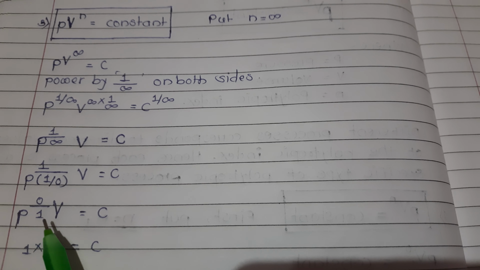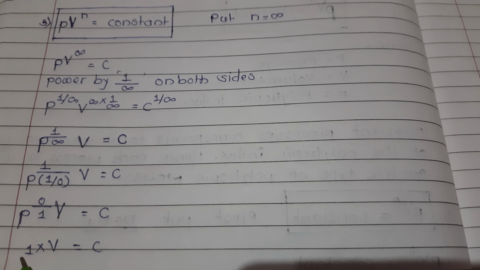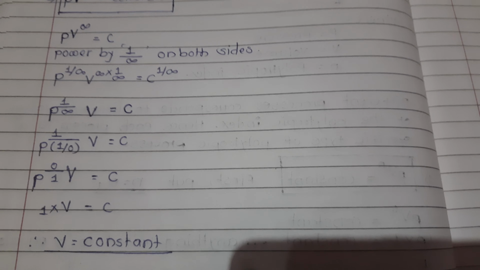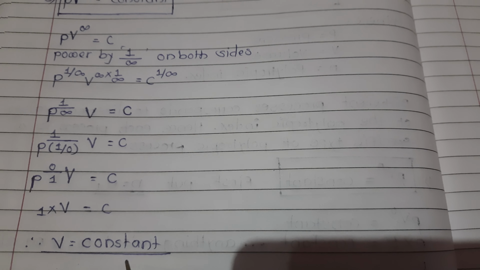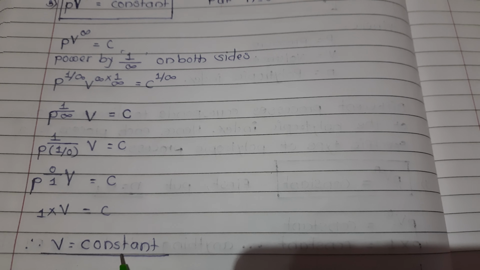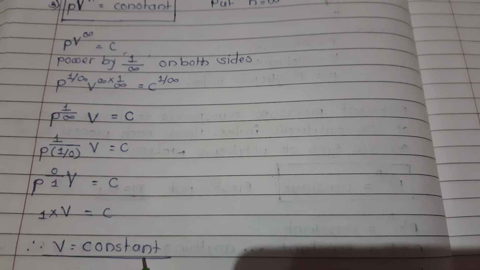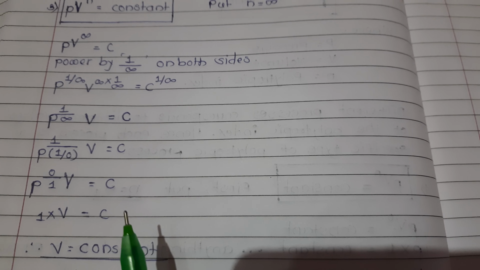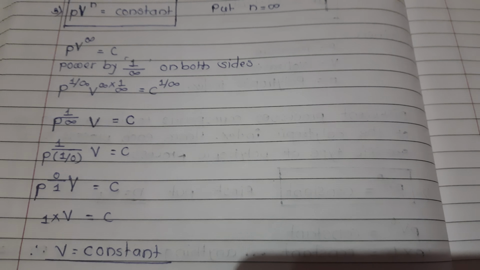0 divided by 1 is 0. P raised to 0 is 1. So 1 into V = C. Hence, V = constant. In which process is V constant? In the isochoric process, V = constant, where we put n = infinity in the PV^n = constant equation.